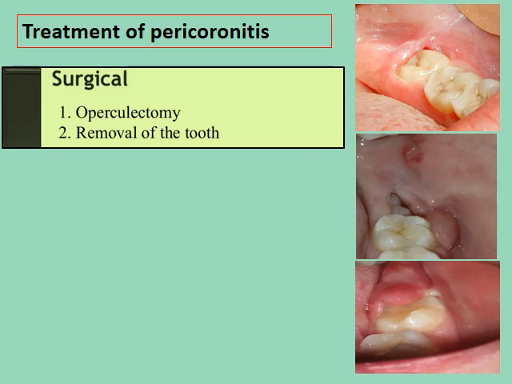Treatment of pericoronitis. We said the first is conservative. The second line of treatment is surgical. The surgical has two types: either remove the tooth and the problem is finished, or remove the operculum, which is called operculectomy. Operculectomy means removal of the operculum. So we have two types of operation for such a condition.